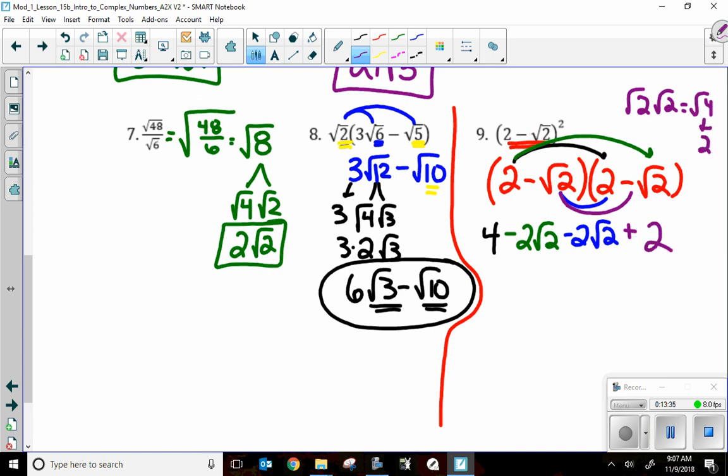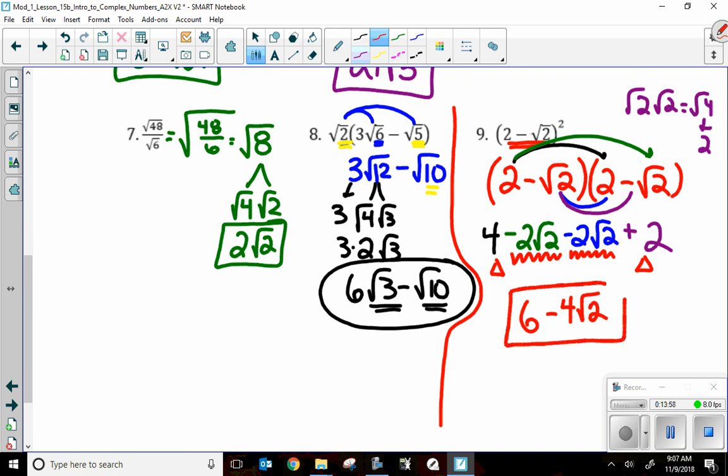Nice. That worked out well for us. So let's combine everything that we can. I see a 4 without a radical and a 2 without a radical. That's 6. And minus 2 radical 2 and another minus 2 radical 2 would give us minus 4 radical 2. Look at us go. It's like we know what we're doing. Scary. It's a little scary. All right, not too bad. And this all should have been review.